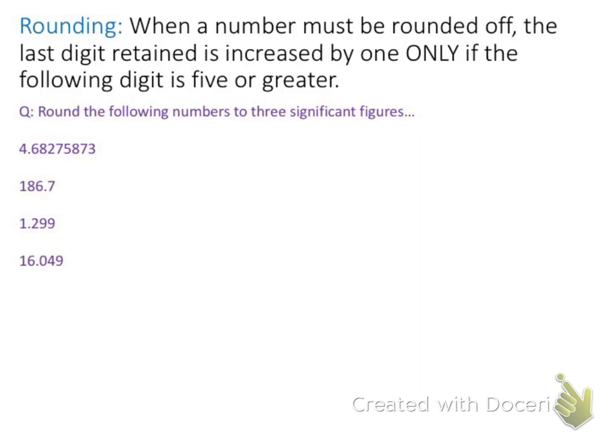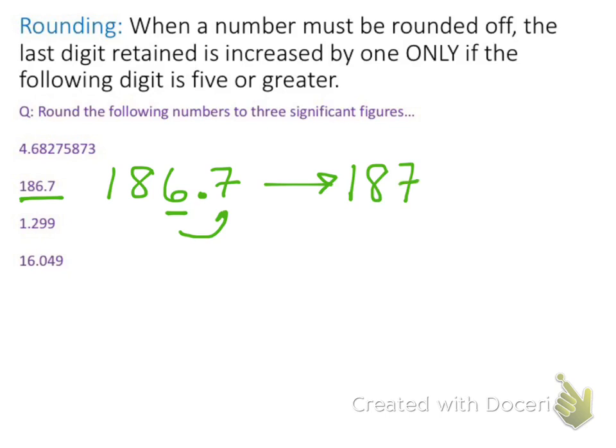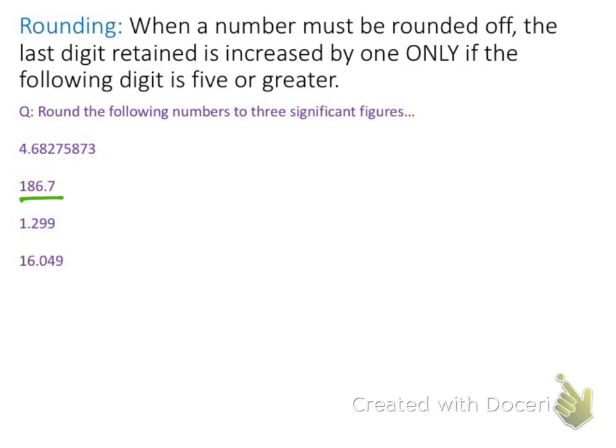The next number is 186.7. It has 4 significant figures starting off. So we simply need to look at the last digit retained, which will be a 6. The following digit is a 7. So in this case, because 7 is greater than or equal to 5, the correctly rounded number would actually be 187. We do need to round up in this case.